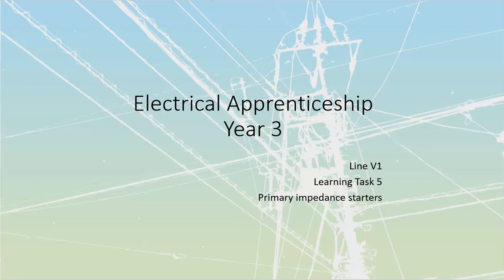All right, line V1, learning task 5. We are going to start by taking a look at primary impedance, or Z, types of starters. First of all, let's define what impedance, or Z, is.